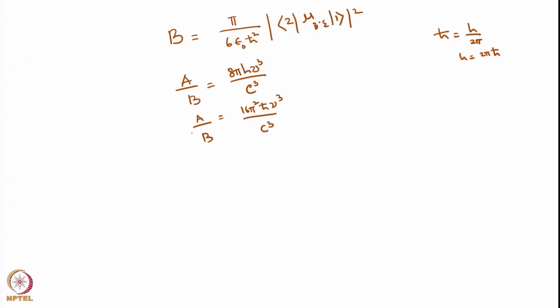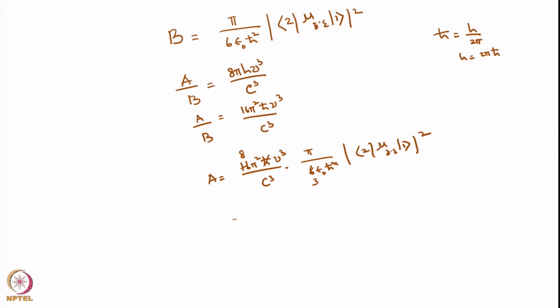But now we already know B, so A is equal to 16 pi square h bar nu cube by c cube into B, which is nothing but pi by 6 epsilon naught h bar square, mu z epsilon 1 square. Now I can do some arrangement. So, this h bar square and this h bar will go away, this pi becomes pi cube, 6 and 2 times, so 3 8.